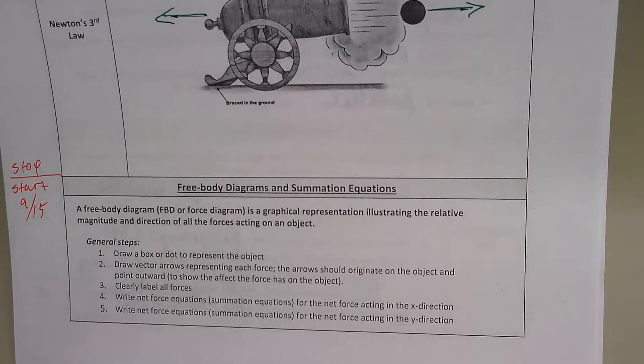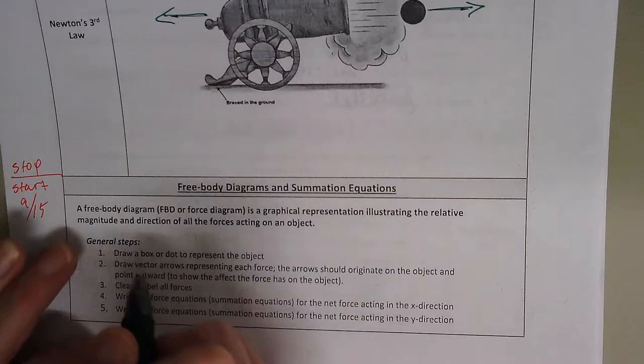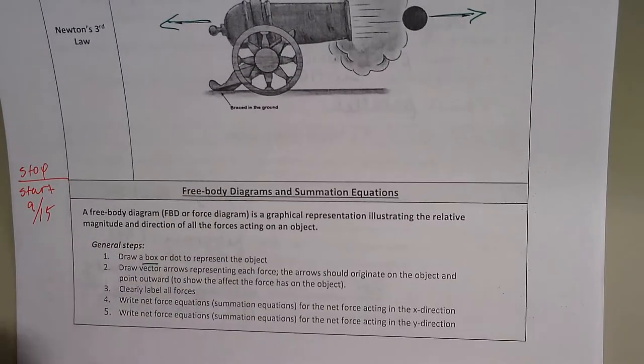Okay, so let's talk about free body diagrams and how to write summation equations. A free body diagram, you basically draw your object. Now, don't try to be elaborate. Don't try to draw an octopus. Just draw a box. I typically draw a box, not a dot, to represent the object.